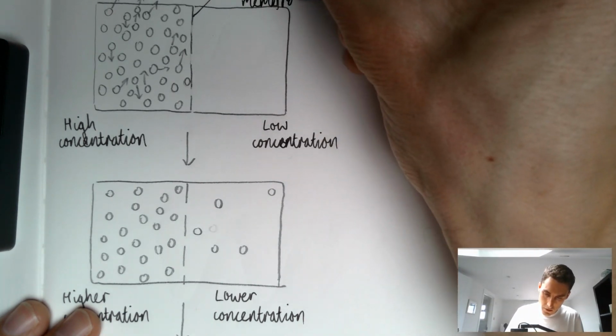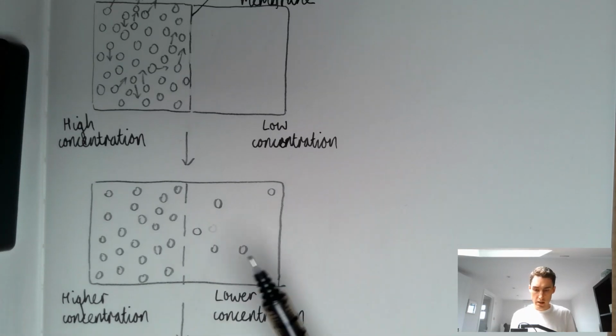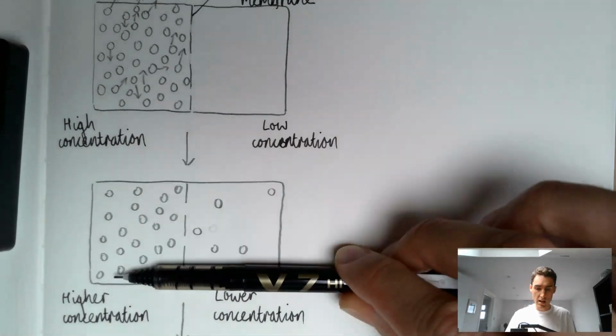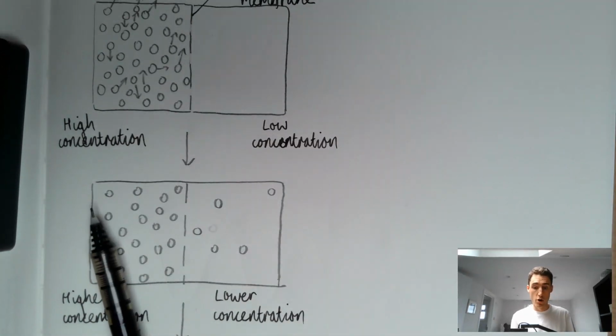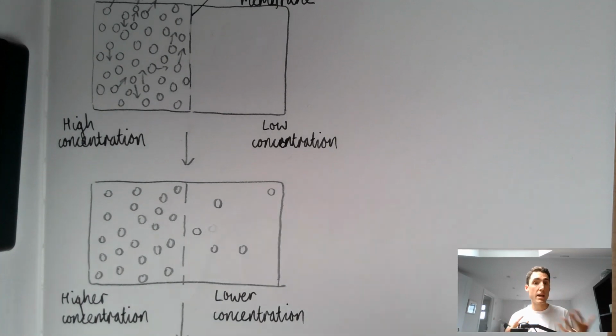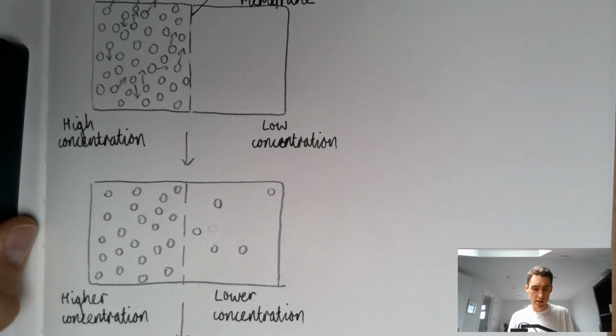And then we can say, well, okay, if we get this movement across, so what we saw from here to here was a movement of particles overall from this side over to this side. Well, that net movement of particles from the high concentration to the low concentration, that's what we call diffusion.